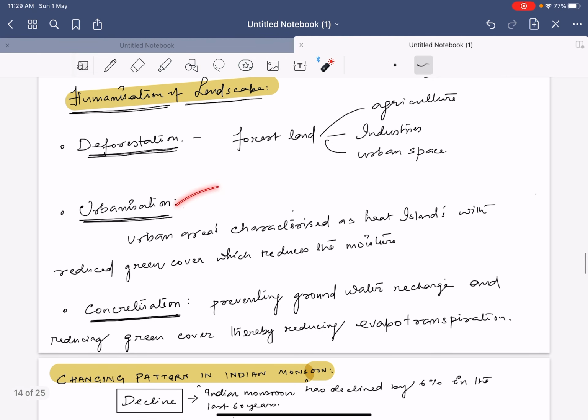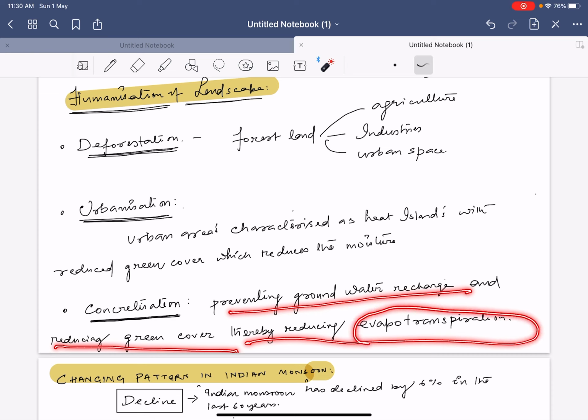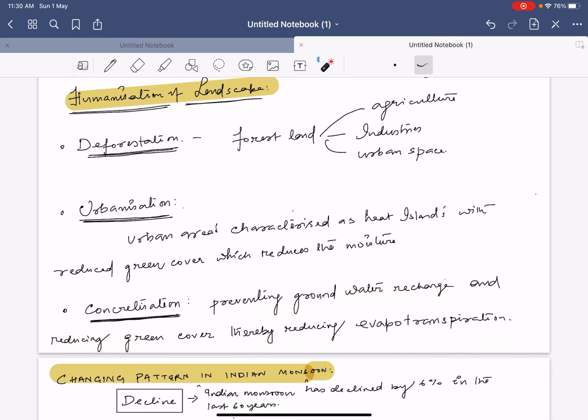Next, within the urbanization, we also have what is called concretization. What is concretization? Preventing groundwater recharge and reducing the green cover, thereby reducing the evapotranspiration. What does this mean? It means that whenever in an urban area the land is covered in concrete or asphalt or a road is made, it prevents the rainwater from percolating underground, and the absence of this percolation leads to the depletion of the groundwater.